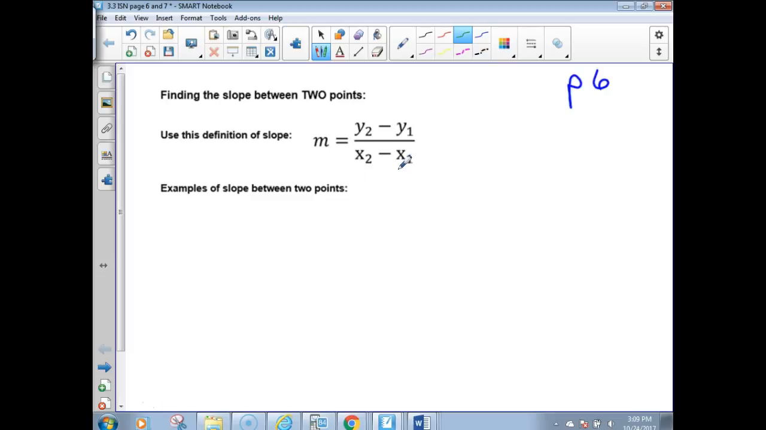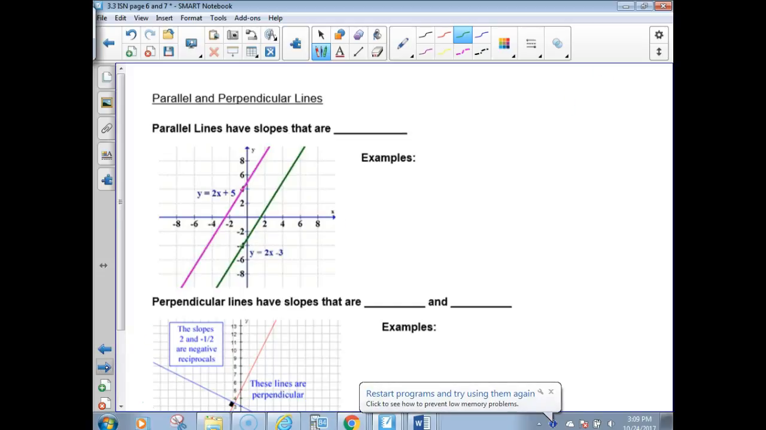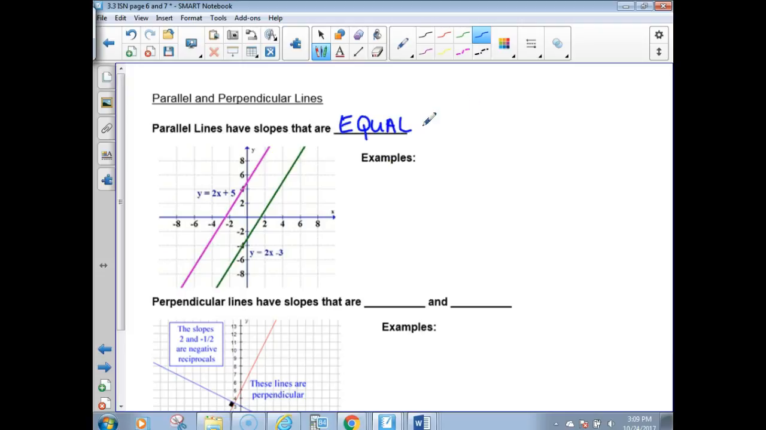Didn't we already write on this too? And we did examples of slopes between 2 points, correct? All right, then we stopped right there. So what we need to do is talk about parallel lines and perpendicular lines. Parallel lines have slopes that are equal. Okay, they have the same slope.